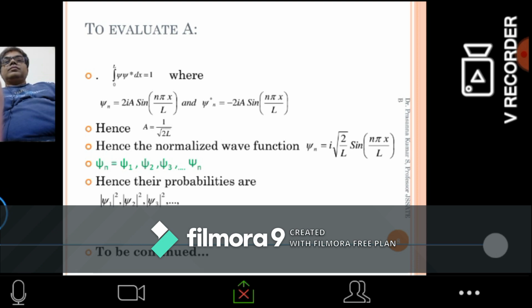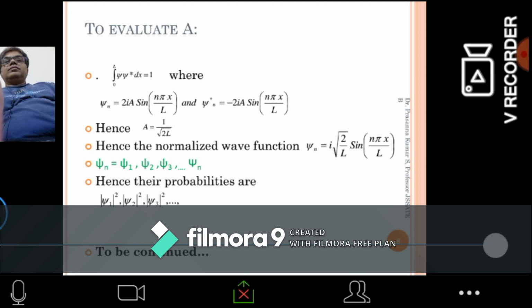You know that this wave function is imaginary. You already got i. You know that a wave function is a complex quantity, whose probable values are always obtained by multiplying with its conjugate. That is the modulus of psi square. So when n equal to 1, I can write psi 1 is equal to i times root 2 by L sin of pi x by L.